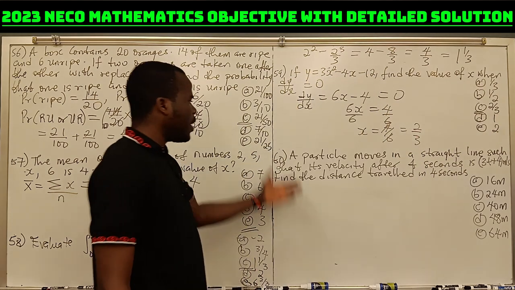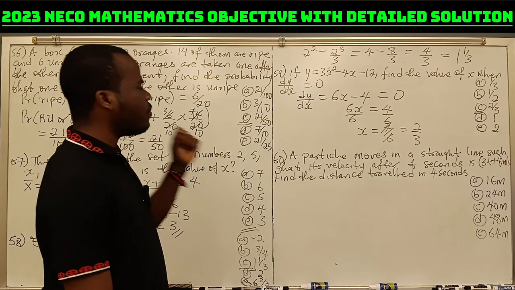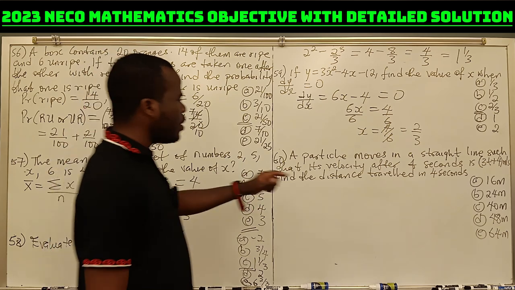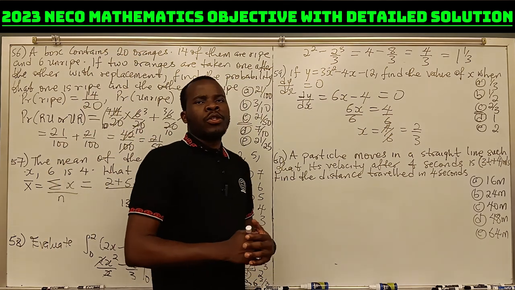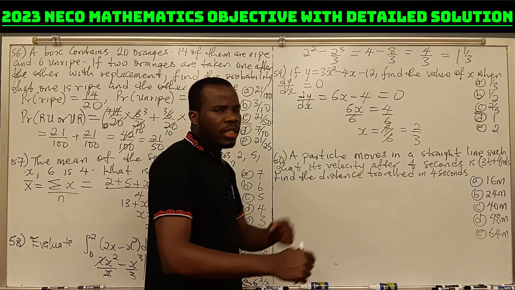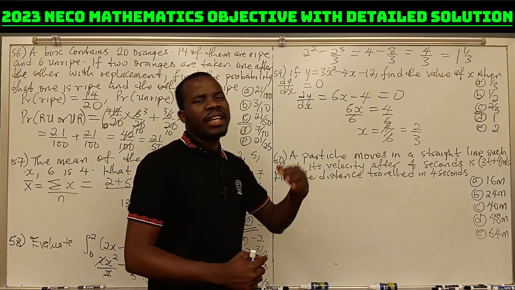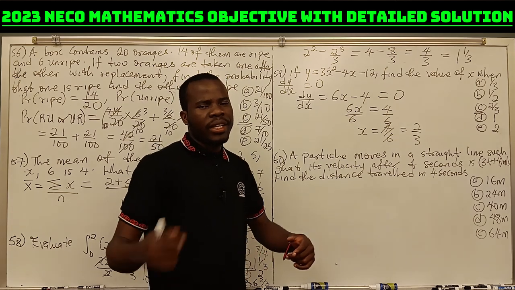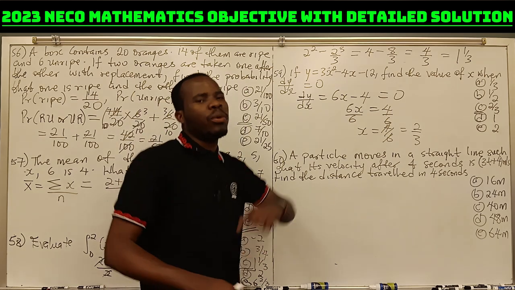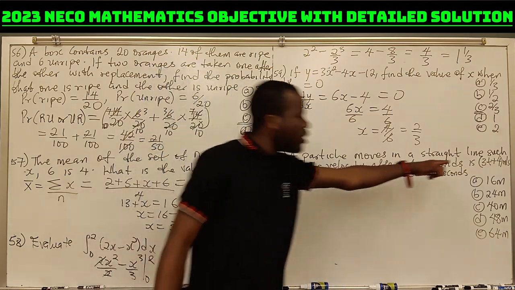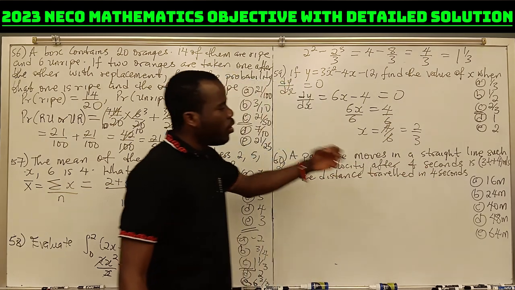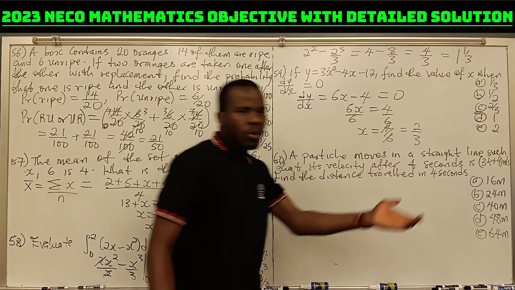Finally, question 60 says, a particle moves in a straight line such that its velocity after 4 seconds is 3t plus 4 meter per second. Find the distance traveled in 4 seconds. So, if we have distance and we differentiate it, we will get velocity. And if we differentiate a velocity function, we will get acceleration. Likewise, if we integrate an acceleration function, we will get velocity. If we integrate a velocity function, we'll get distance. So what we're going to do is to integrate this velocity function and get what distance is, and then substitute 4 for t, and then get what the distance is.